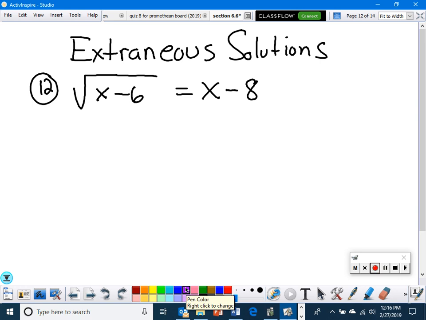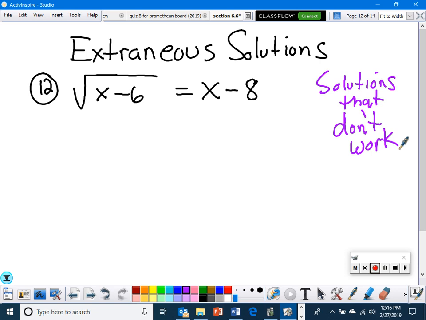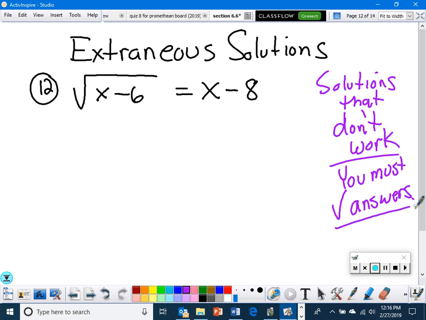Do you remember what extraneous solutions are? They are solutions that don't work. That means you have to check them. If you don't check them, you don't know if they're extraneous or not. All right, here we go.